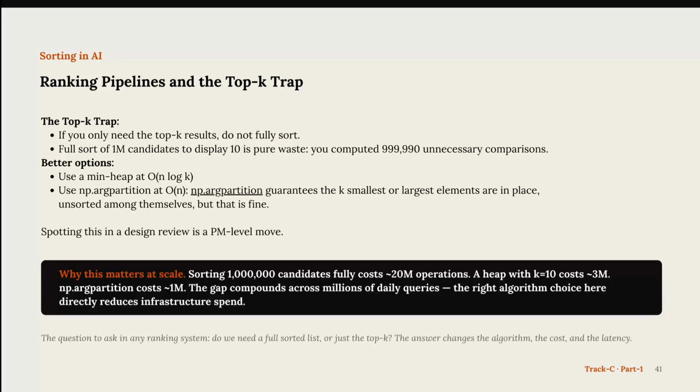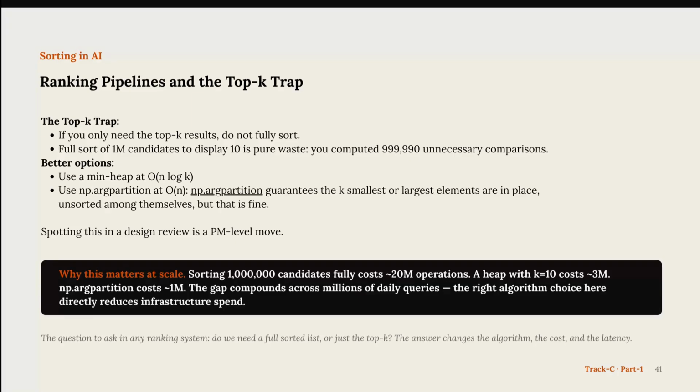999,990 unnecessary comparisons. The better option would be to use a min heap at O(n log k), which considerably reduces the performance time, or you could use np.argpartition at the order of n. This also guarantees the k smallest or largest elements are in place, though unsorted among themselves. But that should be fine because we are looking at the order of n. Remember this: identifying that I need only the top k elements is a design review level topic, and PMs should discuss this initially.